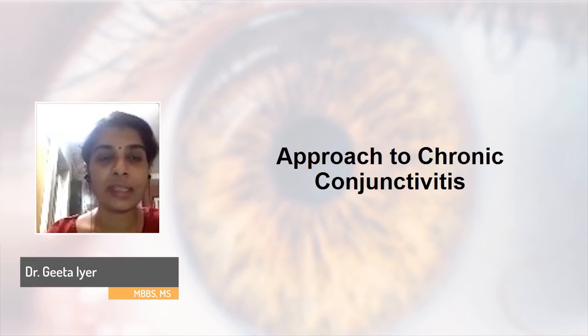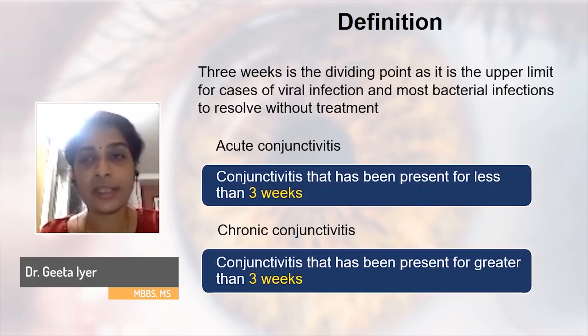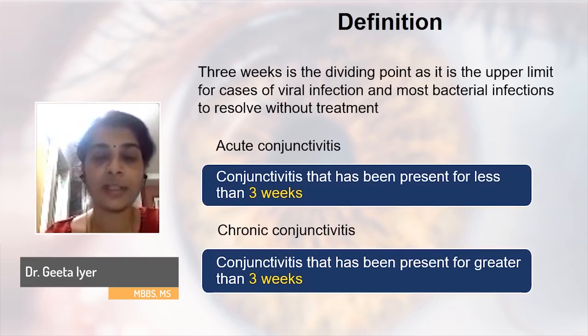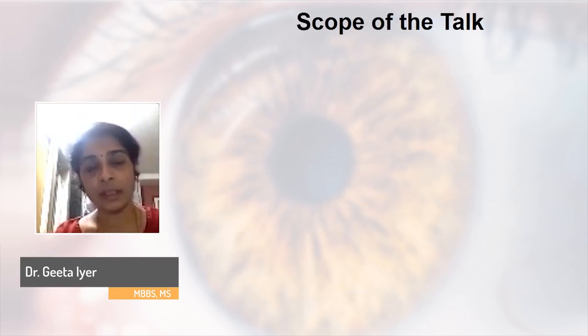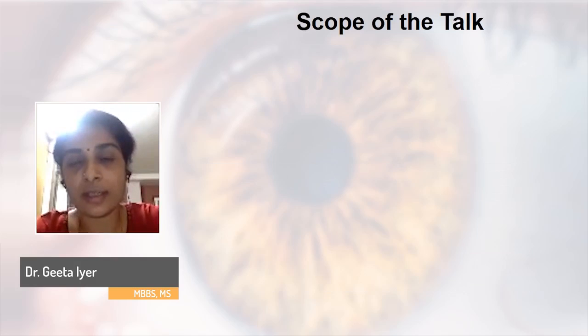I think I'll start by defining chronic conjunctivitis, which is generally accepted as conjunctivitis that has been present for greater than 3 weeks. And when a patient presents to you with a picture that is suggestive of chronic conjunctivitis that's been there for around that period of time, and you've ruled out the other causes such as scleritis and uveitis, you know that what you're dealing with is a chronic conjunctivitis.